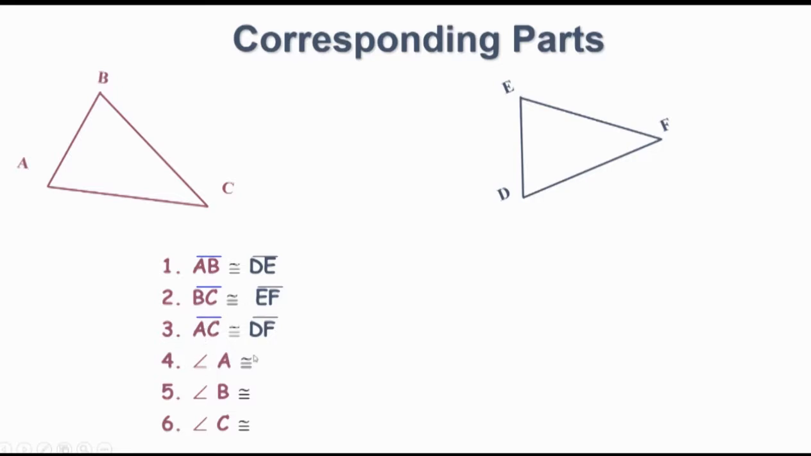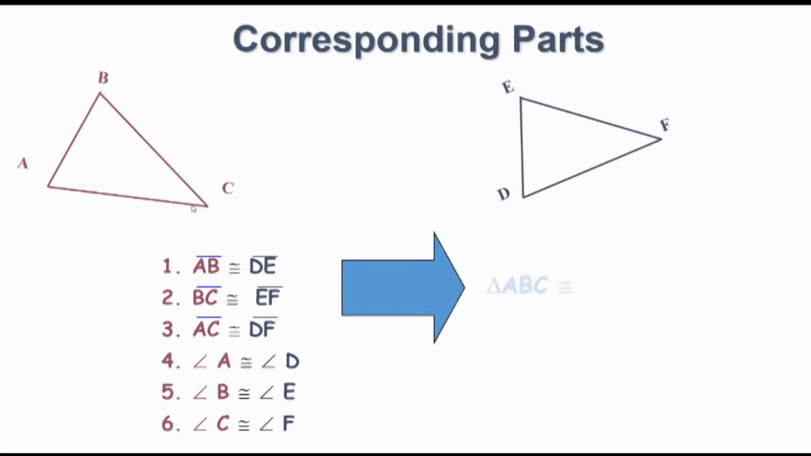Now take a look at question 4. Angle A. Which angle is corresponding with angle A? That would be angle D. And angle B. Which angle is corresponding to angle B? That would be angle E. And look at angle C. Which angle is corresponding with angle C? That would be angle F.